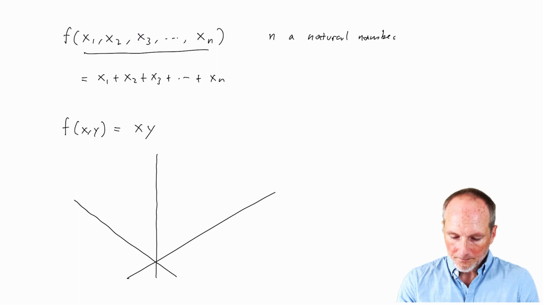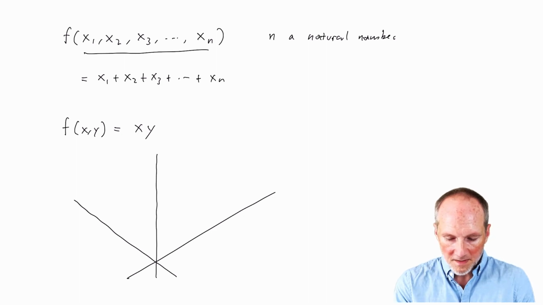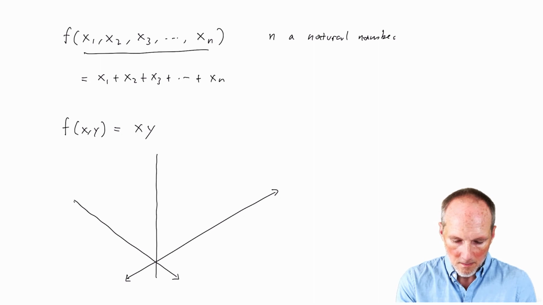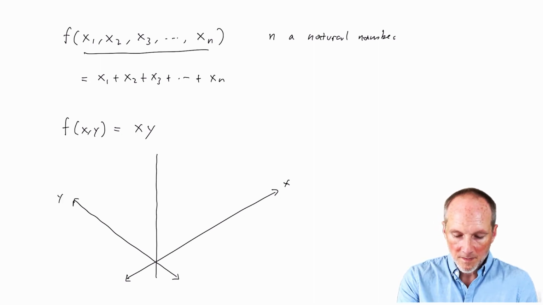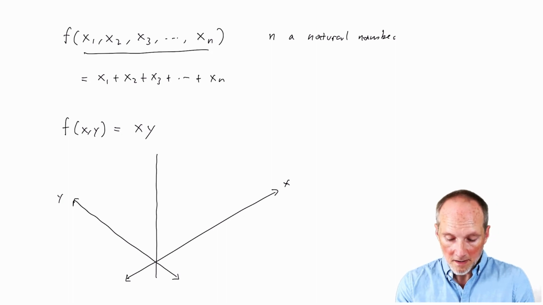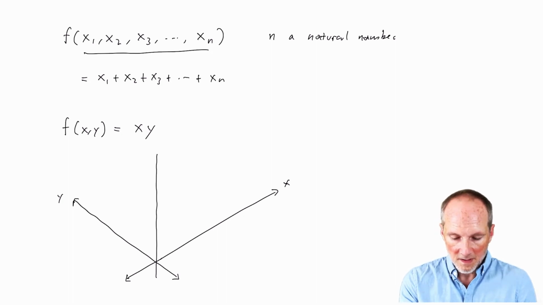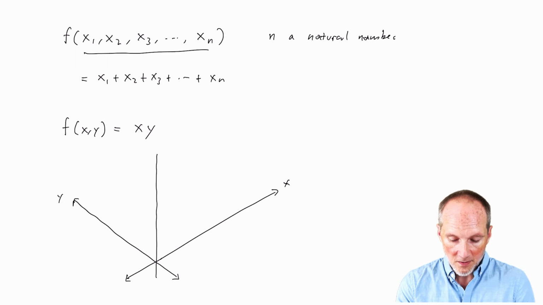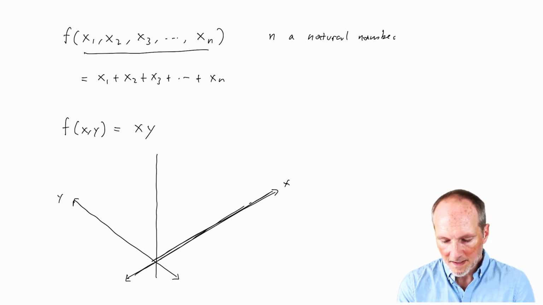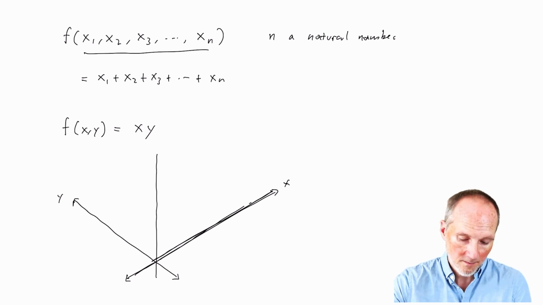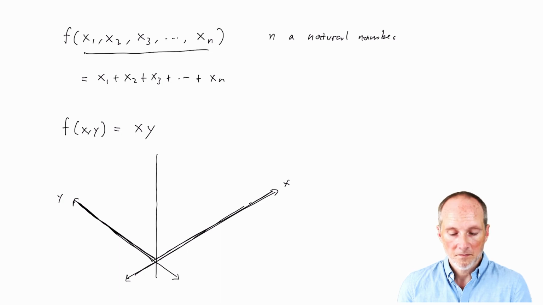So if I fix y equal to 0, and I let x vary, then this thing is just x times 0. So it's 0. The function takes a constant value of 0 on this axis. Similarly, it takes a constant value of 0 along the y-axis.